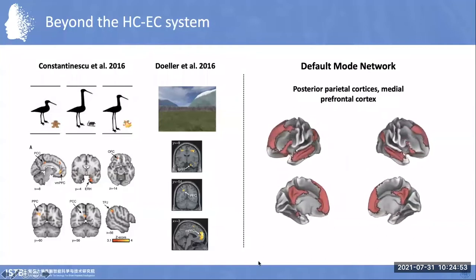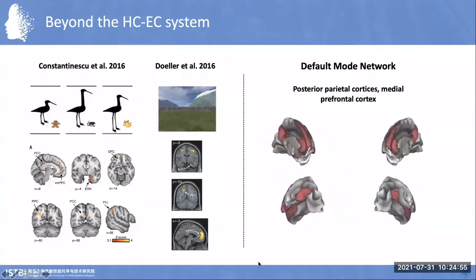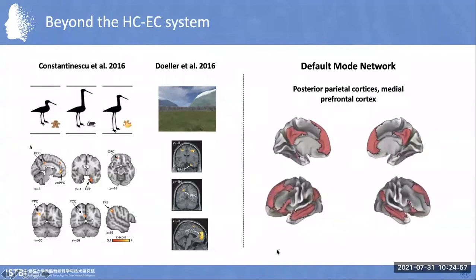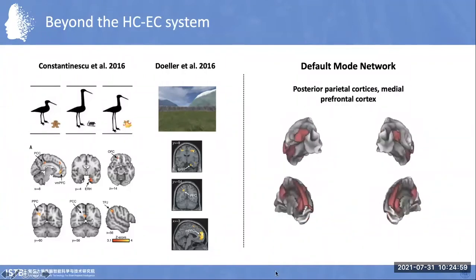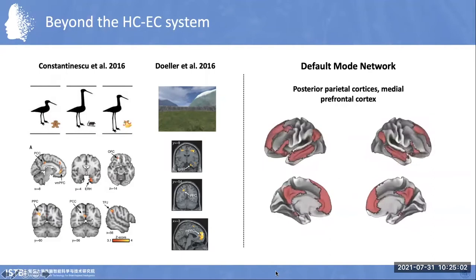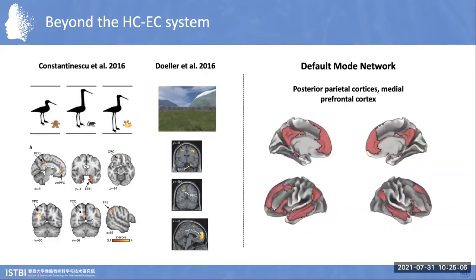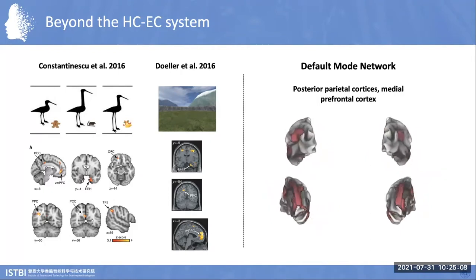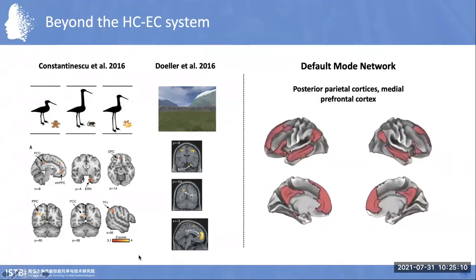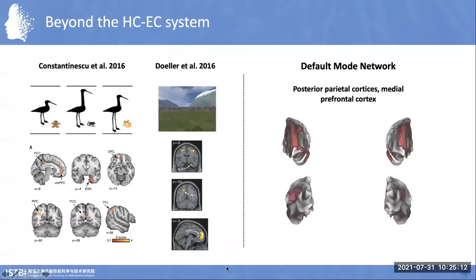In the literature, the collection of these regions is known as the default mode network, which has been associated with a variety of different functions, including thinking about autobiographical memories or planning for the future, which might be related to some of the navigational problems that we talked about earlier.